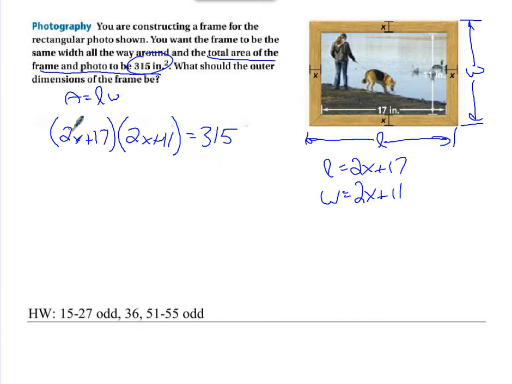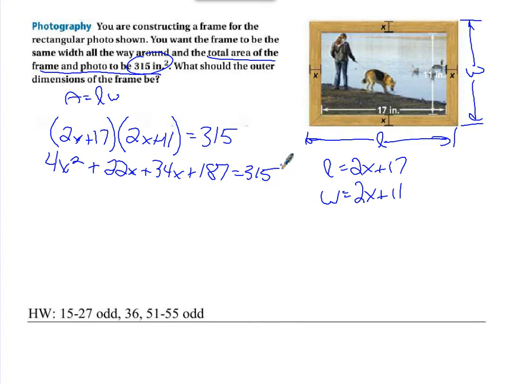So let's FOIL this thing out right here. We should be able to do this pretty quick. 4x squared plus 22x plus 34x plus, 17 times 11, 187 equals 315. Okay, what should we do next?